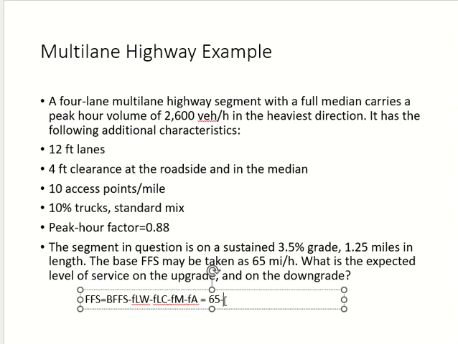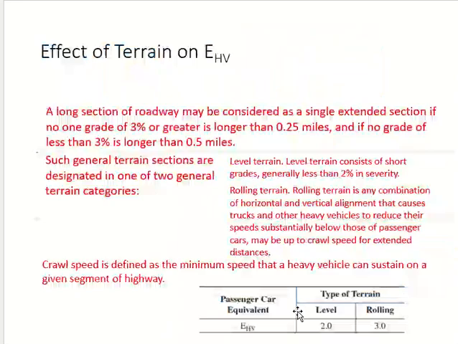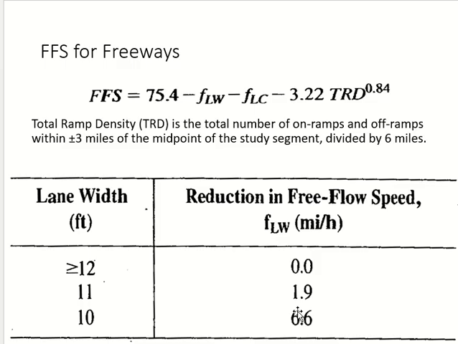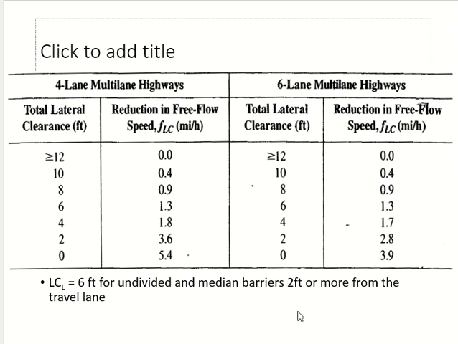Okay, FLW was the factor for lane width, right? My lane width is 12 feet. For 12 feet lane width, the factor is how much? 0. Okay. The next factor was for lateral clearance. For multi-lane highway, I need total lateral clearance. It was given 4 feet on the road side, 4 feet on the median side. Total 8. 4-lane highway, 8 feet clearance. The factor is 0.9.